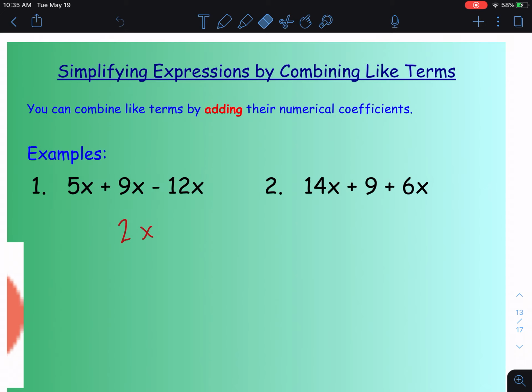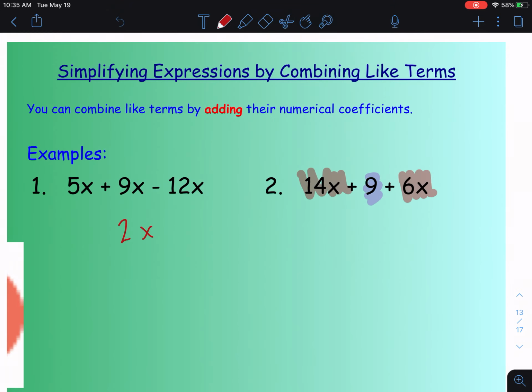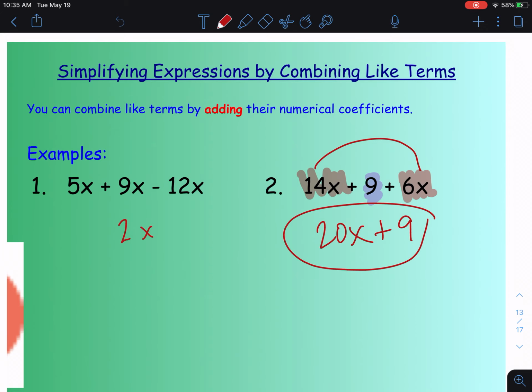Now number 2, we have a 14x and we have a 6x, but then we have just this 9 all alone. So these two are like terms. We can combine them. So 14x plus 6x is 20x. We can't drop that x. That 9 is all alone, so we're just going to write plus 9. And that's our answer right there.